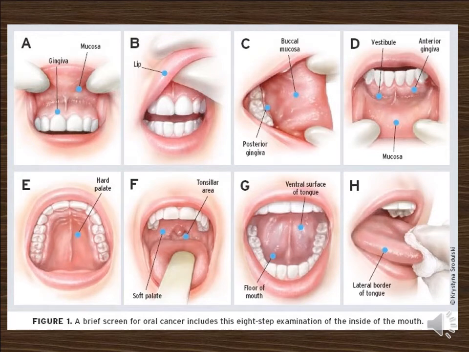This figure shows the sites that must be examined. We have an 8-step examination of the inside of the oral cavity. When we start the examination, we start from the lip, upper and lower lip. We start with the labial mucosa and the labial gingiva, and then go to the buccal mucosa, and then the vestibule of the lower mucosa and the anterior labial gingiva in the lower mucosa, and we go to the hard palate, the roof of the mouth, and then the tonsillar area, and then the ventral surface of the tongue, and the lateral border, and the dorsal surface of the tongue is the last area we can examine.